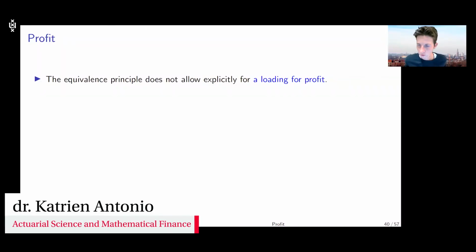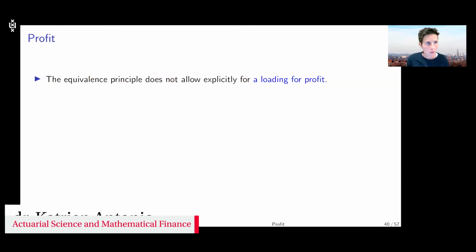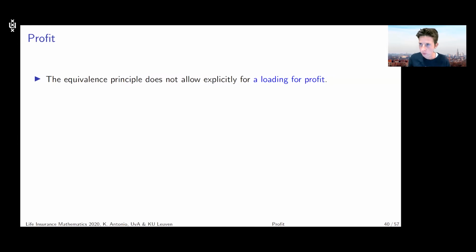So we're going to focus now on a new premium principle. That premium principle will look at the profit and loss at the level of a group of insurance contracts. So let's see how that works. And this is a new way of thinking. So let's see how that goes.